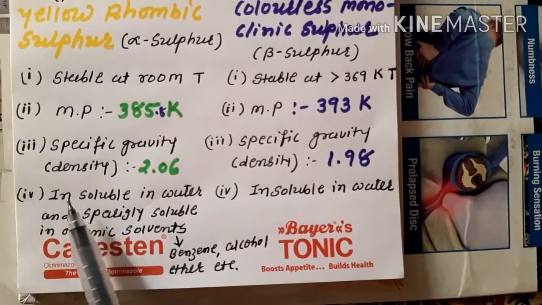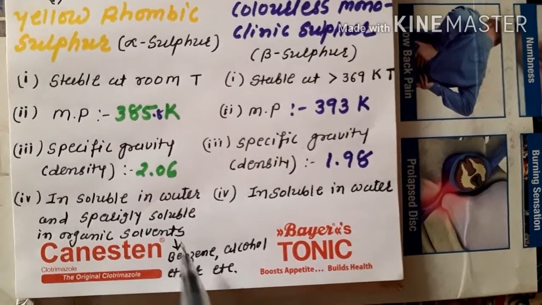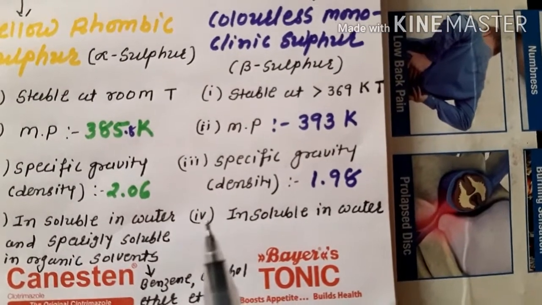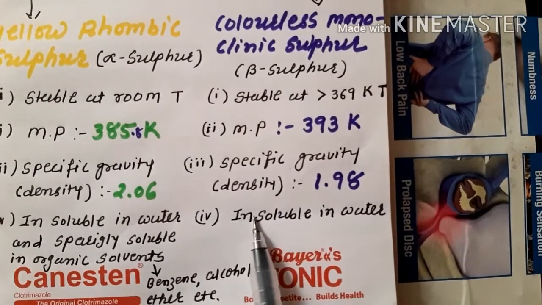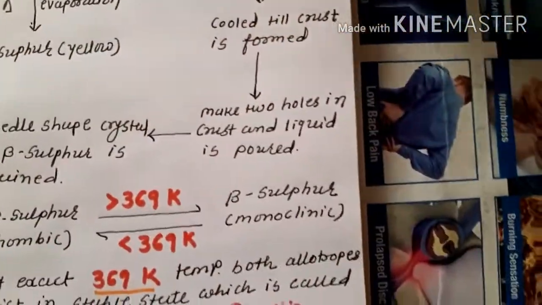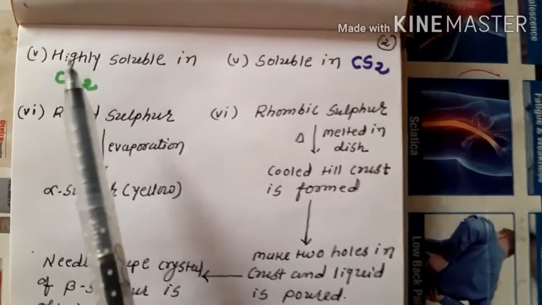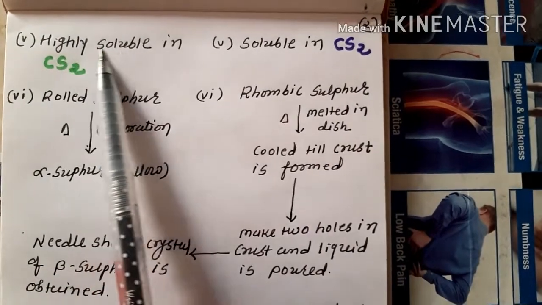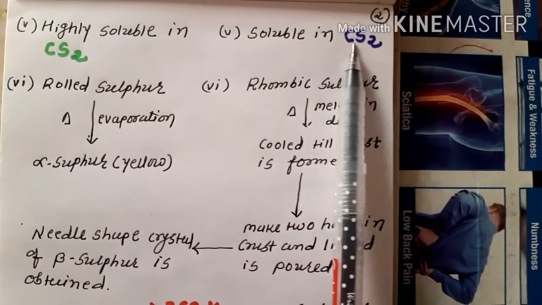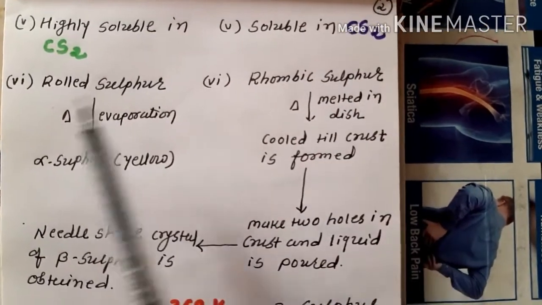Alpha sulfur is insoluble in water and sparingly soluble in organic solvents like benzene, alcohol and ether, etc. This monoclinic sulfur is insoluble in water. See here, next fifth point. This rhombic sulfur is soluble in carbon disulfide. Highly is not there, but fairly soluble in carbon disulfide.